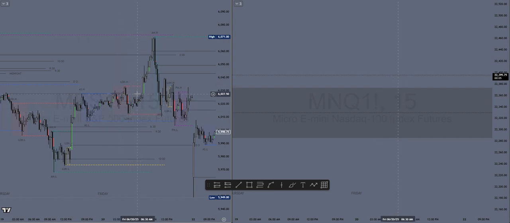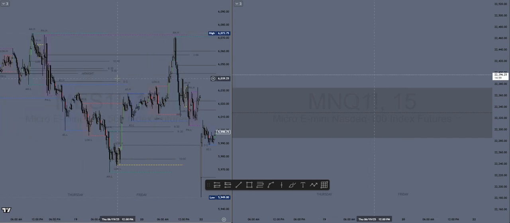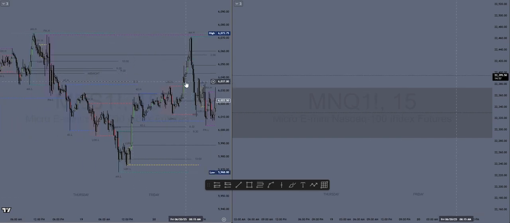This is pre-market right here. Pre-market ended up sweeping London's high, and as you guys look over, wait, let me see where market opens. So all the way up here is where market opened. Everything else in this area was all liquidity.